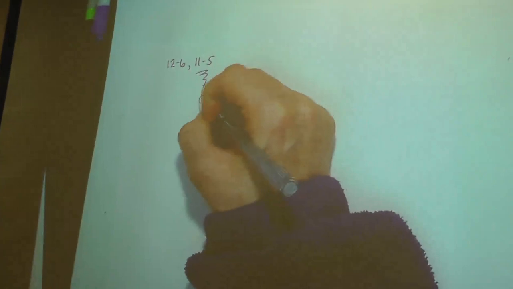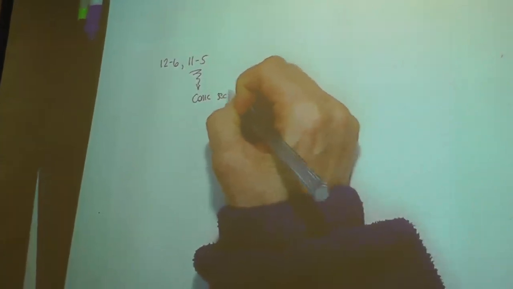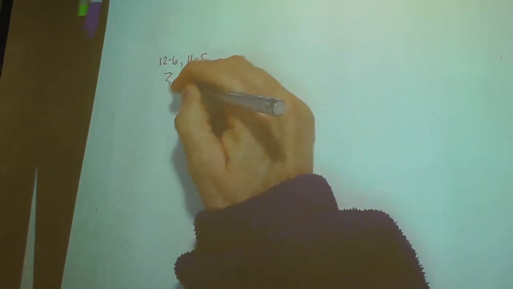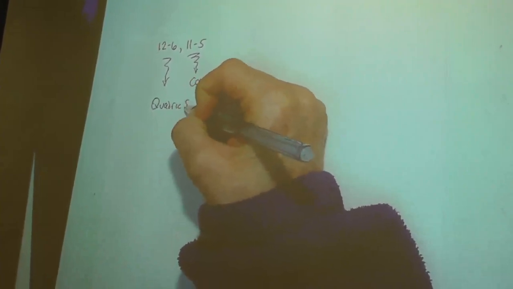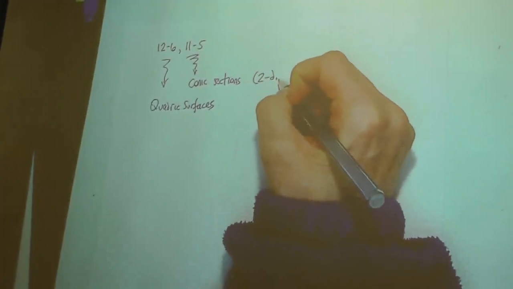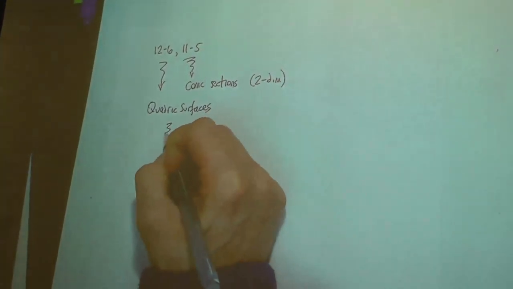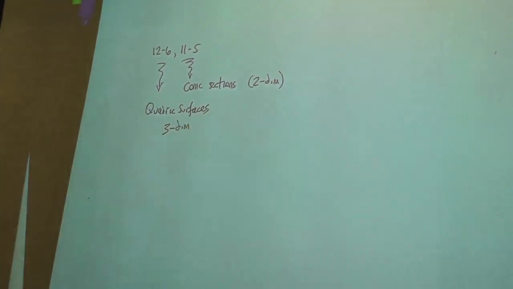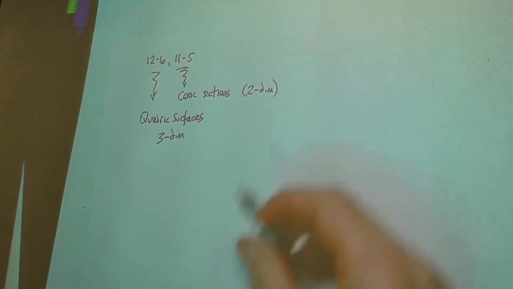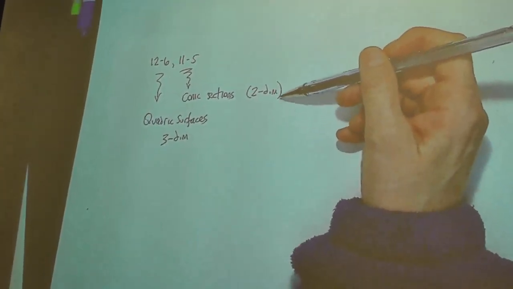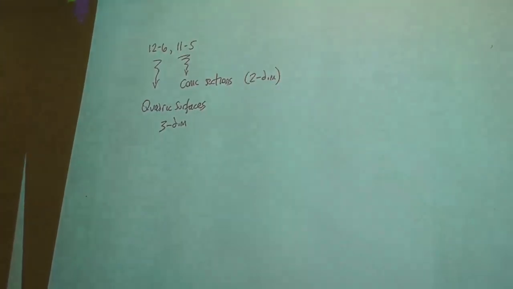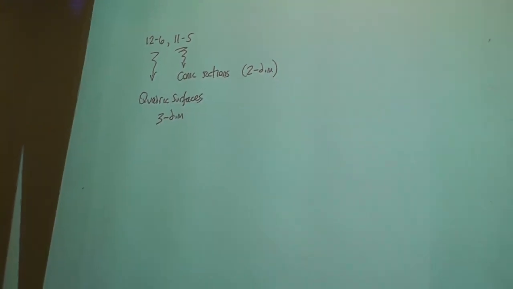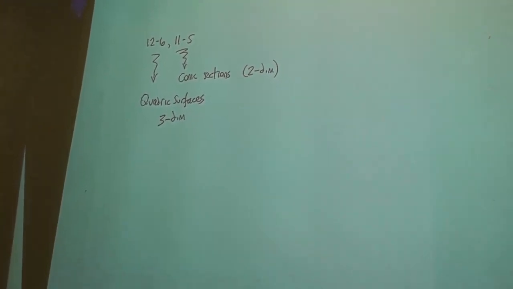This is conic sections. This is quadratic surfaces. Conic sections, two dimensions. Quadratic surfaces, three dimensions. This is really part, the conic sections here, it's part of analytic geometry. And it's the different kinds of graphs you get when you slice cones at various angles.